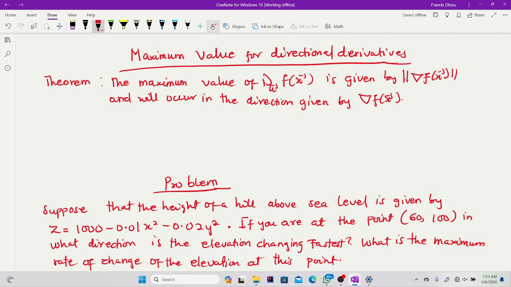So I have a theorem here. It says the maximum value of any directional derivative is given by the absolute value of the gradient, the partial derivatives at that particular point, okay? And it will occur in the direction given by that same gradient at that point.